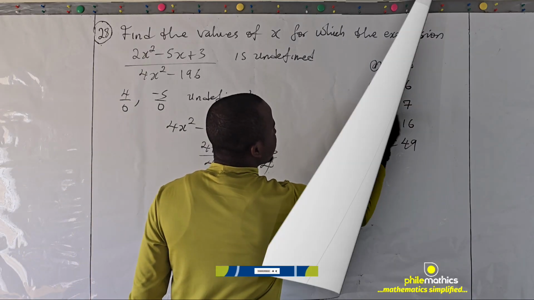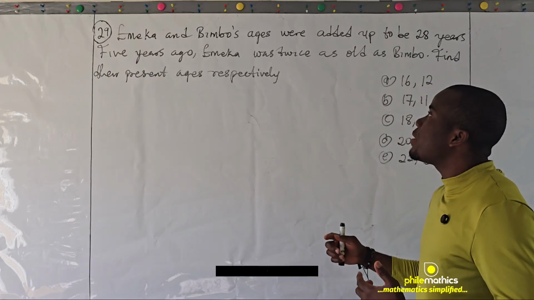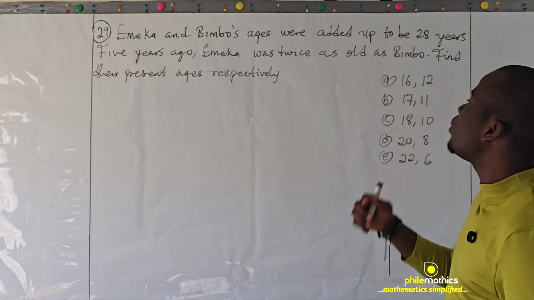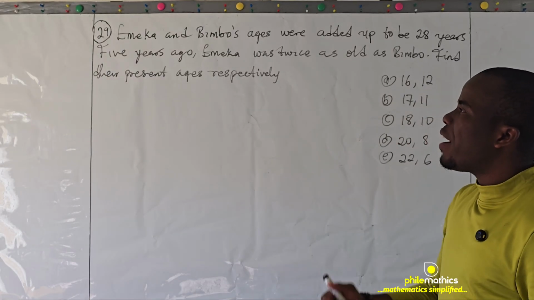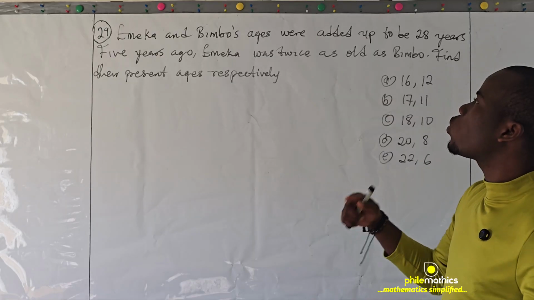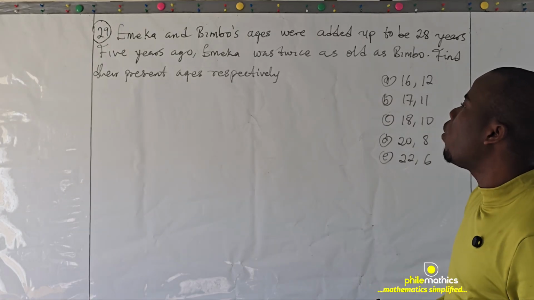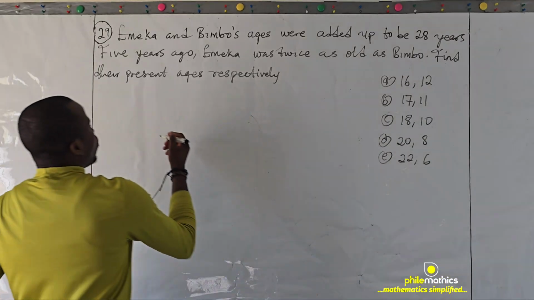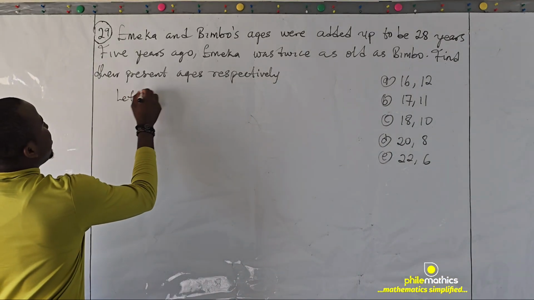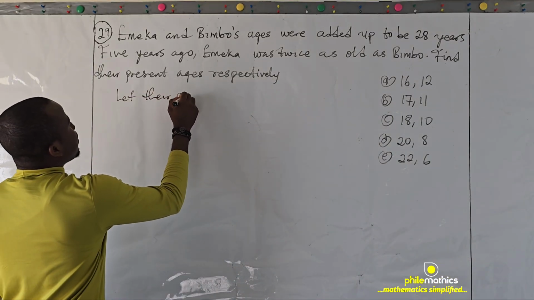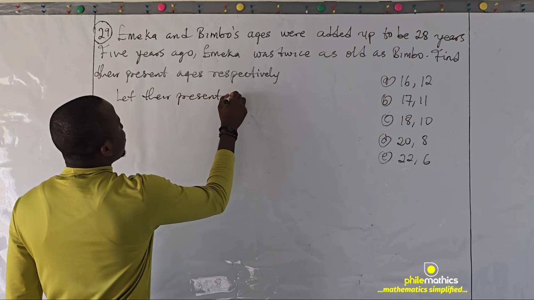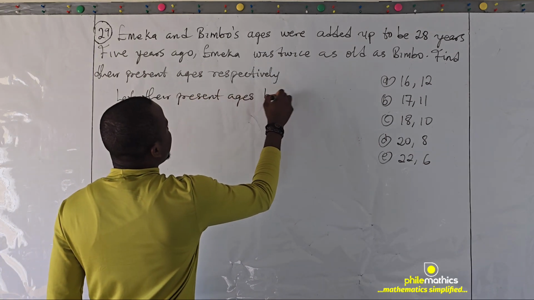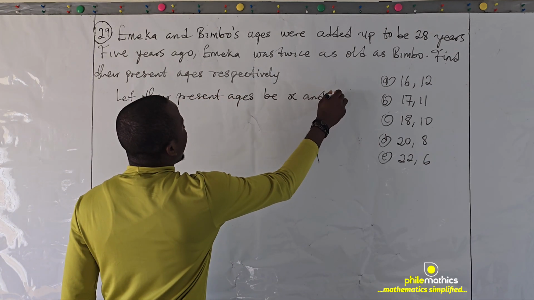And that's C. Emeka and Bimbo's ages were added up to be 28 years. 5 years ago, Emeka was twice as old as Bimbo. Find their present ages respectively. So we start by saying, let their present ages be x and y.